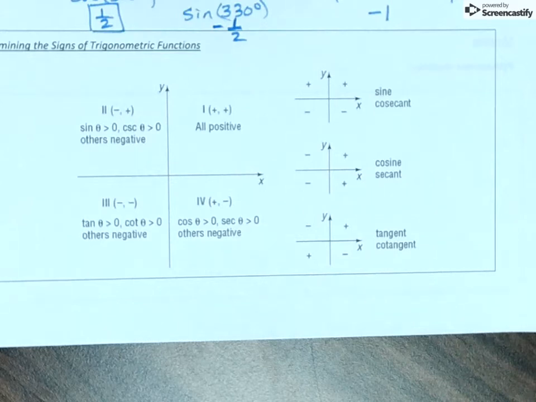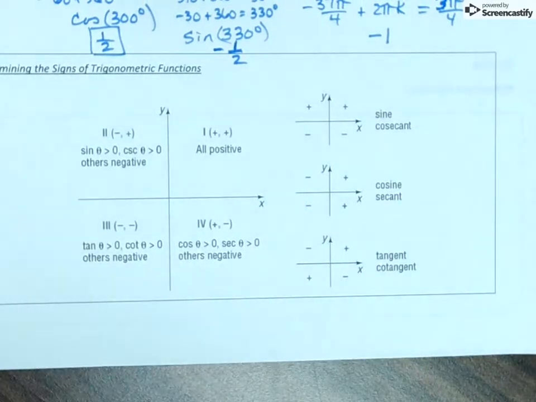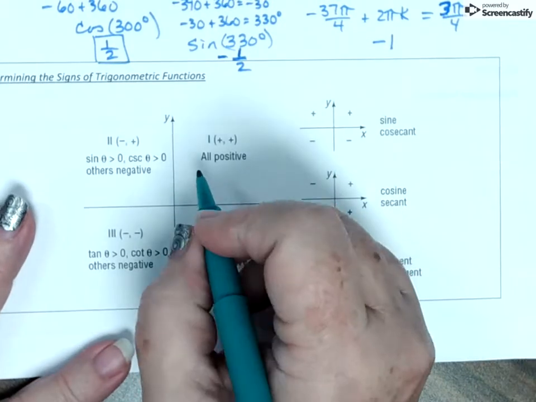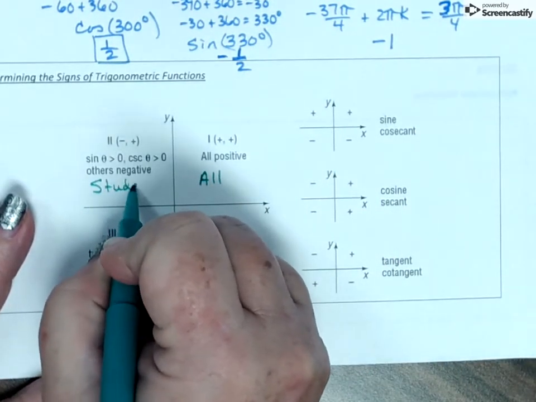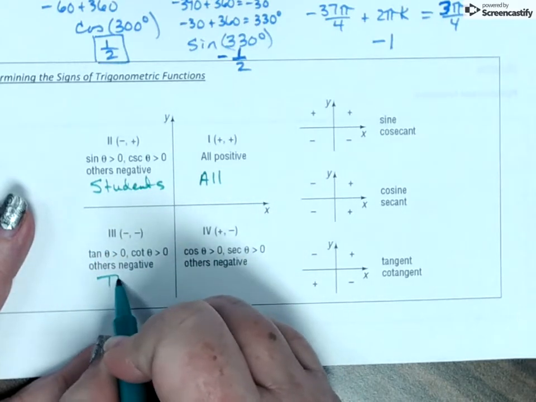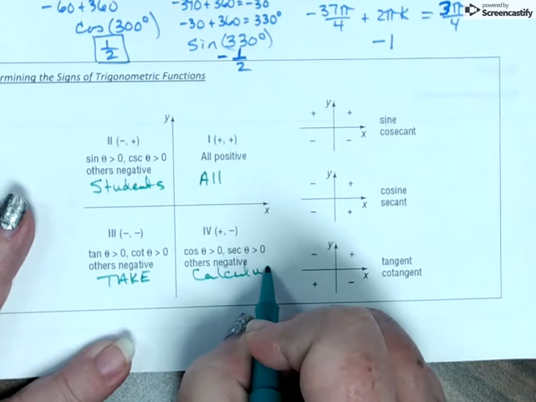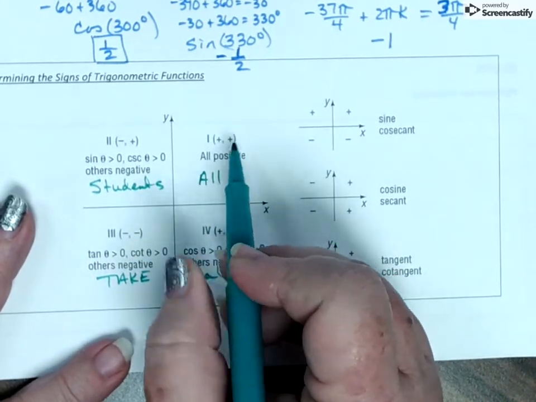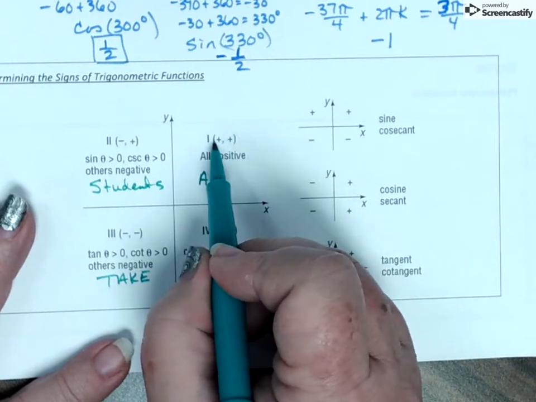Okay, so remember in lesson 6.2, we were determining which quadrants were positive and which were negative. I gave you the mnemonic: all students take calculus. Well, that was just a way of showing you that in quadrant one, all have a positive sign.